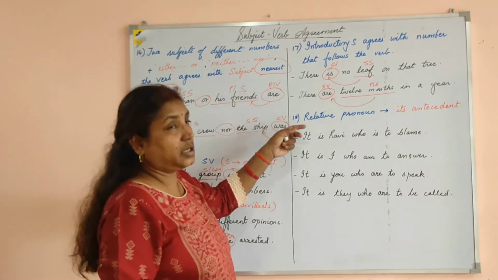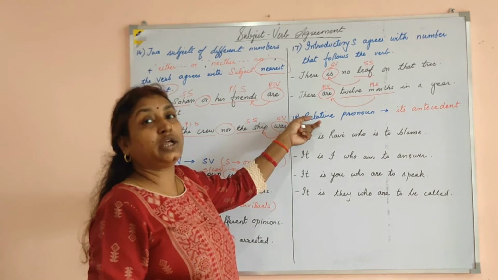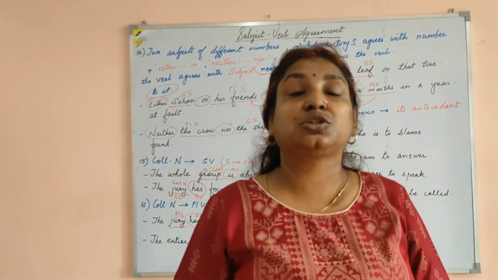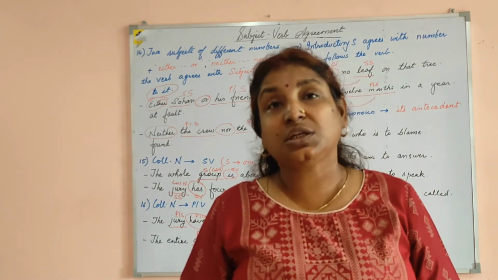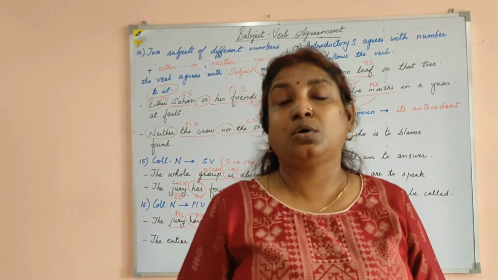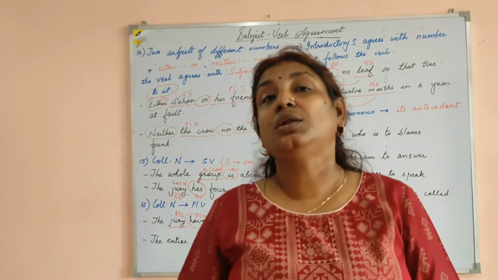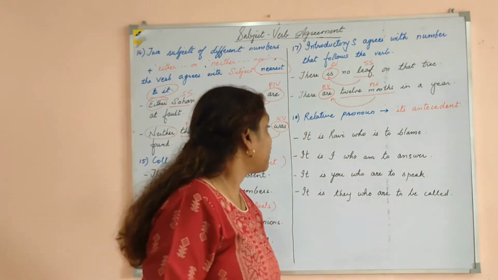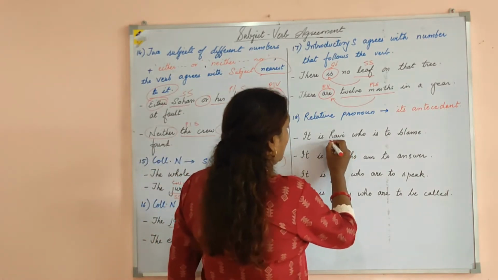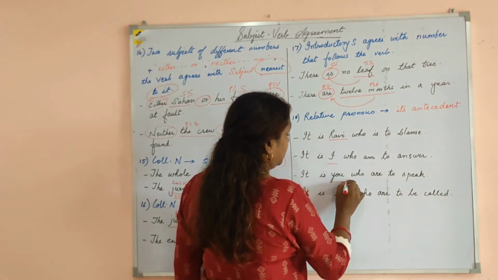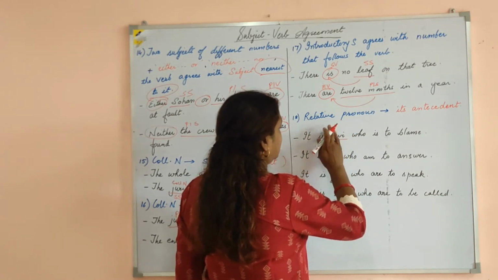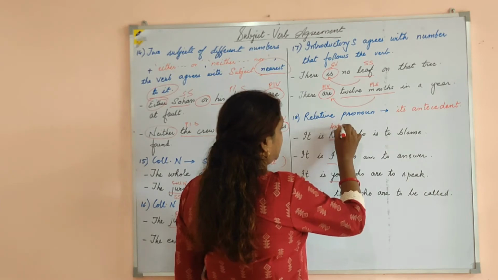Then there is one more case where we talk about relative pronouns. Relative pronouns are those words which show relation to its antecedent. Now what is an antecedent? Antecedents are those nouns or pronouns which come just before the relative pronoun. Like Ravi, I, you, and they as antecedent.